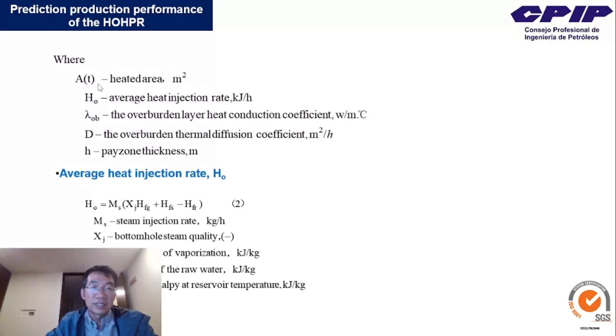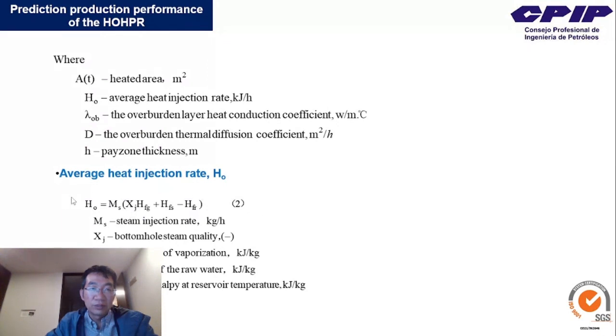In the formula, AS means the heated area, and HO means the average heat injection rate, and lambda OB is the overburden layer heat loss affecting coefficient, and D is the overburden thermal diffusion coefficient, and H is the net pay thickness, and the average heat injection rate is HO.